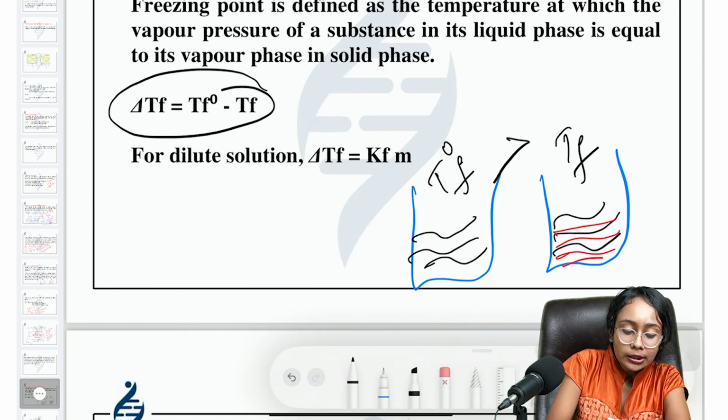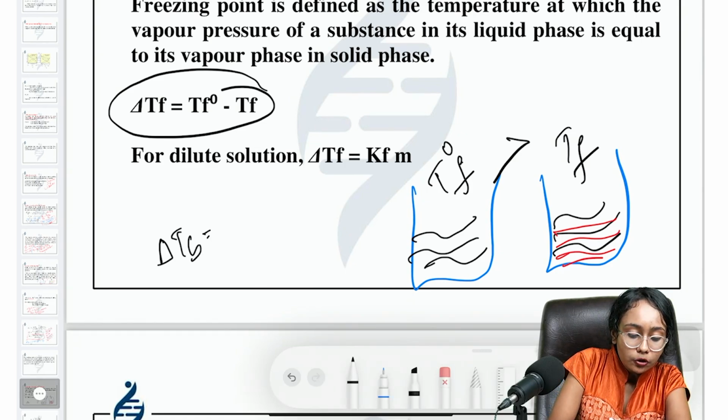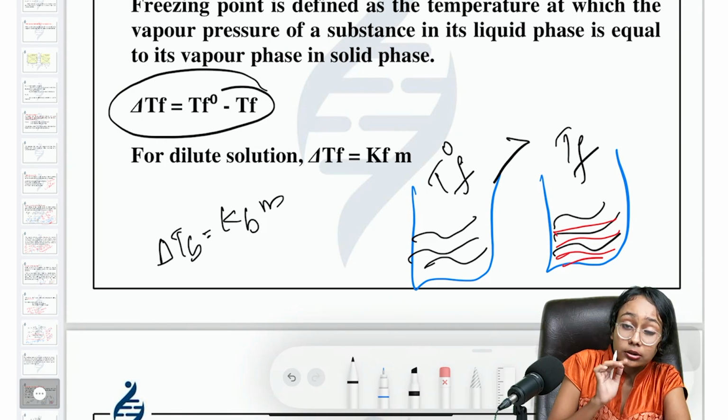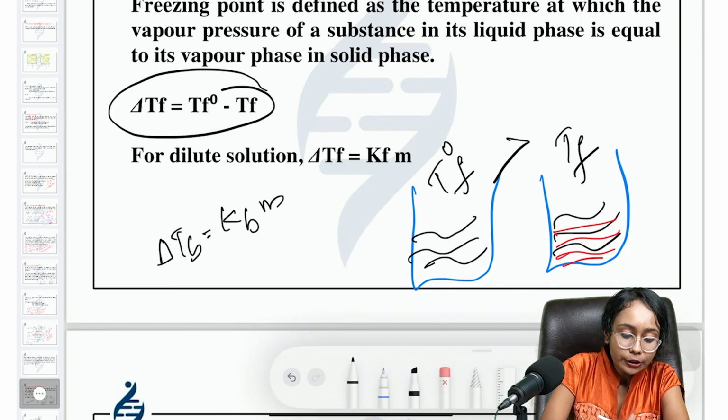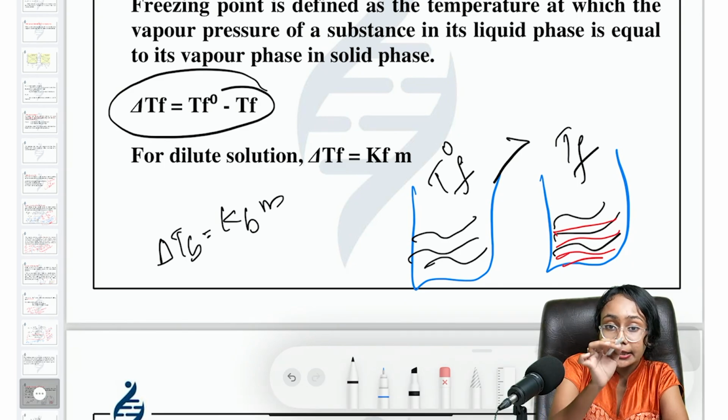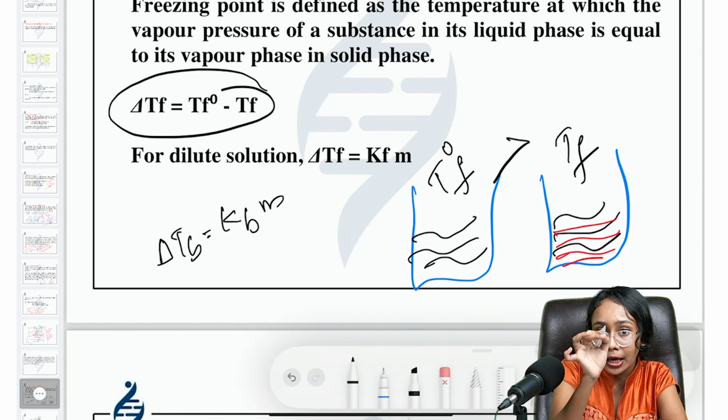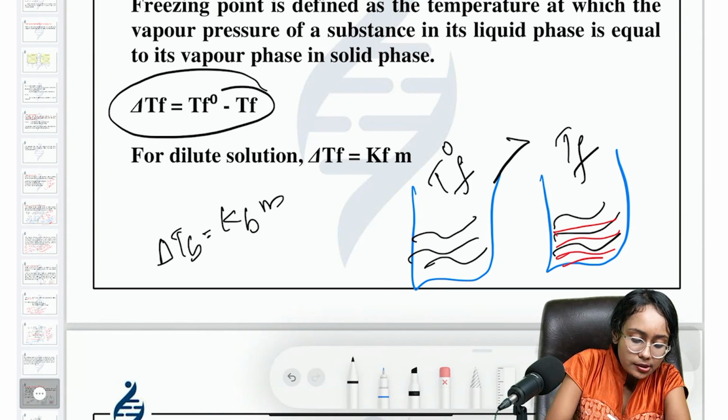We already know that delta TB equal to KB into M, where the change in boiling point of two substances is equal to the molality and Kb. Kb is the molar elevation constant. As same as this, we have delta TF.